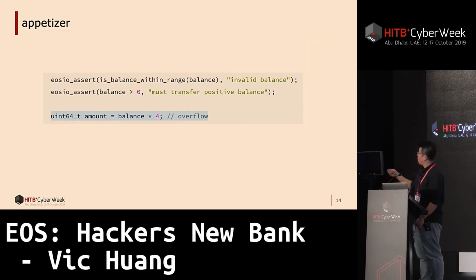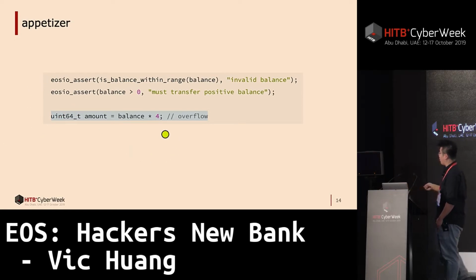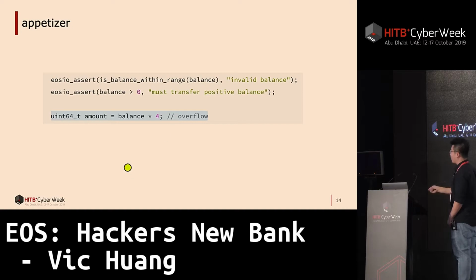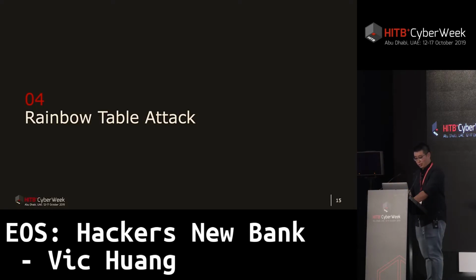And this is the appetizer. If you look at this smart contract, see if you can read the vulnerability here. It's an easy integer overflow, and this caused a lot of loss. So we are going to introduce some attack vectors. The first is the rainbow table attack.